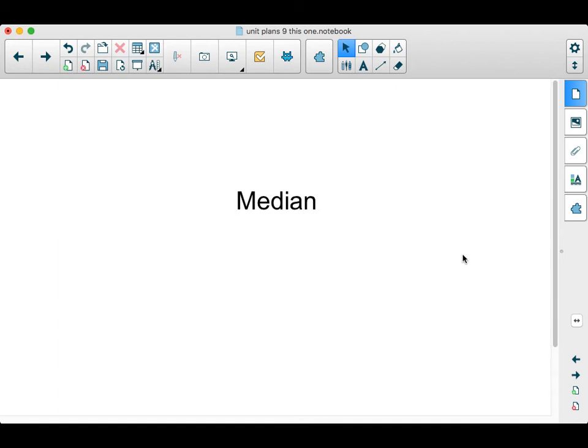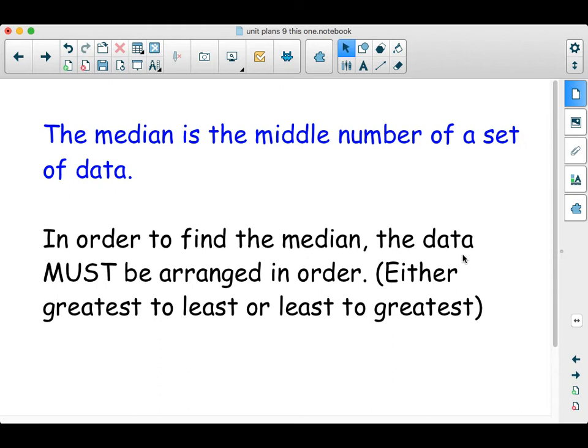In Math with McComish, we're going to go over what the median is. It's another measure of central tendency, but it's different than the mean, so we're going to look at what it is. The median is the middle number of a set of data. In order to find the median, the data must be arranged in order, either greatest to least or least to greatest, and then we can find what the middle number is.